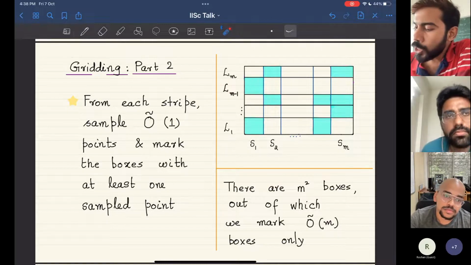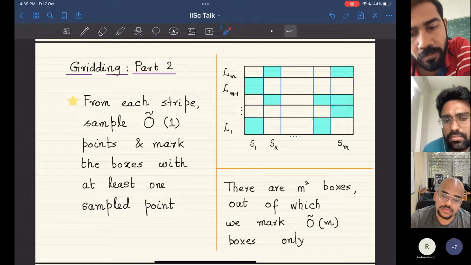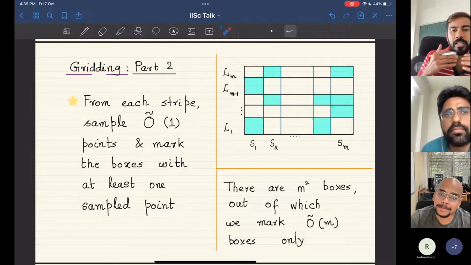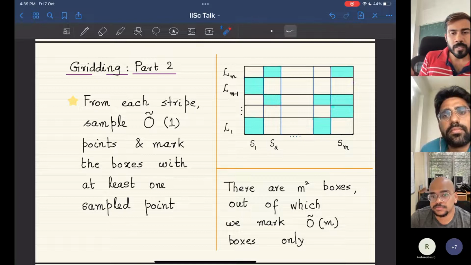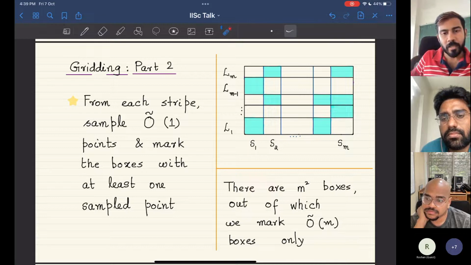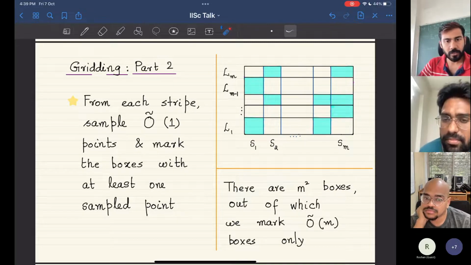So there are potentially m square boxes, out of which with this technique we can only mark O tilde m boxes, right? But that seems like a big loss to us, because if we ignore all of these unmarked boxes, that seems dangerous to do. Maybe most of these pi appearances are entirely sitting in these unmarked boxes. But I'll argue that it's not the case, that this is a good thing to do.